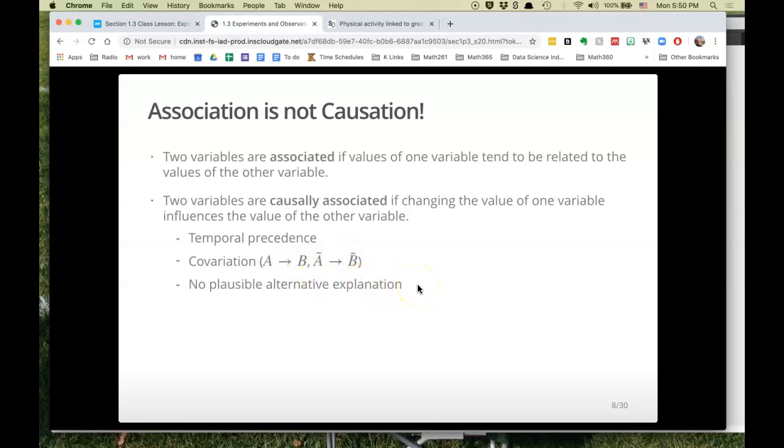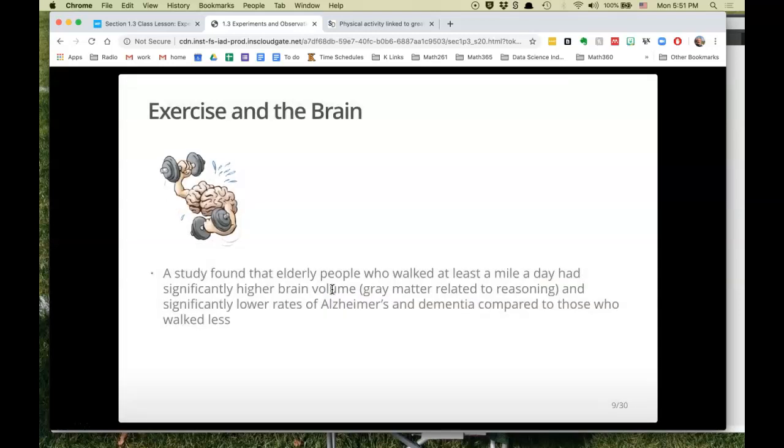That is, any other explanation falls short of the supposed link that's being considered, right? That there's not another explanation, and that becomes difficult because how do we define plausible? So there's always room for discussion.